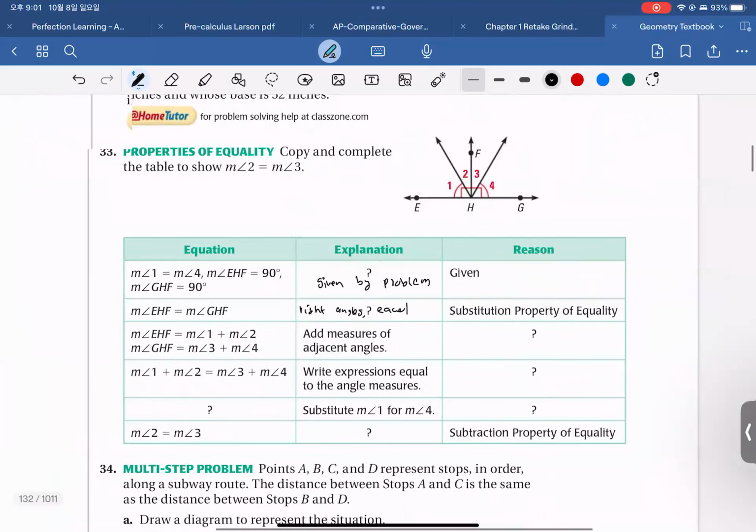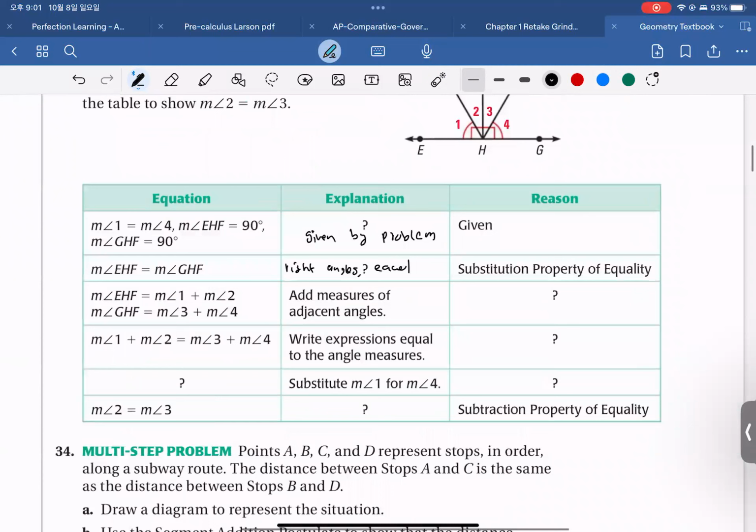And here you're just adding the measures of adjacent angles, and this would be the angle addition postulate. And here basically you're just substituting, should I say? So you're basically using substitution.